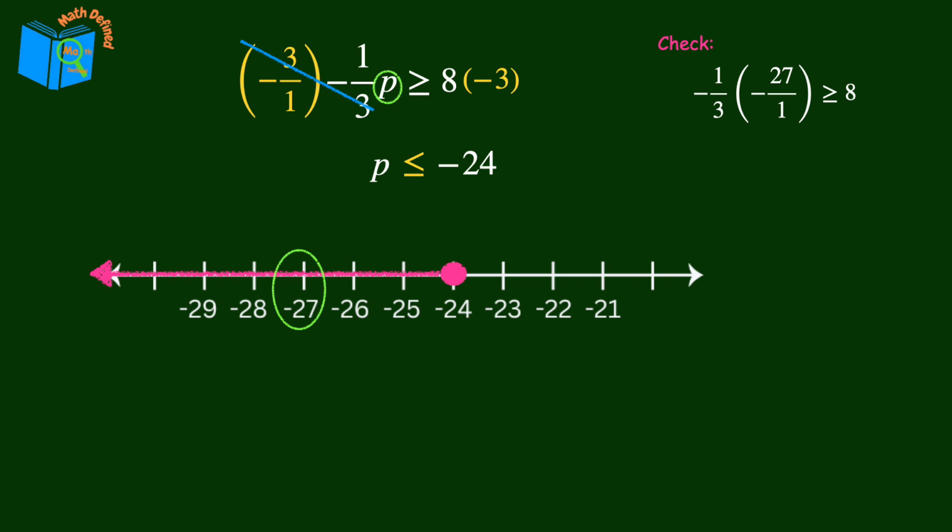Negative 1/3 times negative 27 is positive 27/3, which we can simplify to positive 9. Is positive 9 greater than positive 8? Yes, it is.